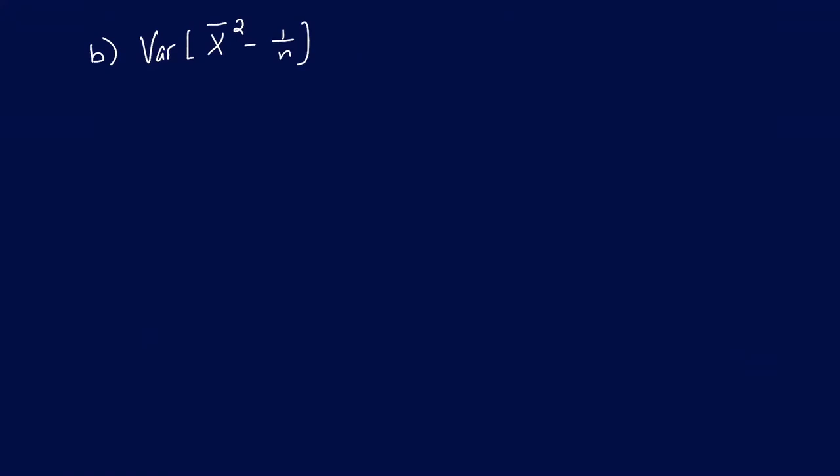The first thing I'm going to do here is get rid of the 1 over n, because adding or subtracting a constant from a random quantity is not going to affect the spread. You're just going to move the points of the distribution, in this case, down on the number line by a distance of 1 over n.